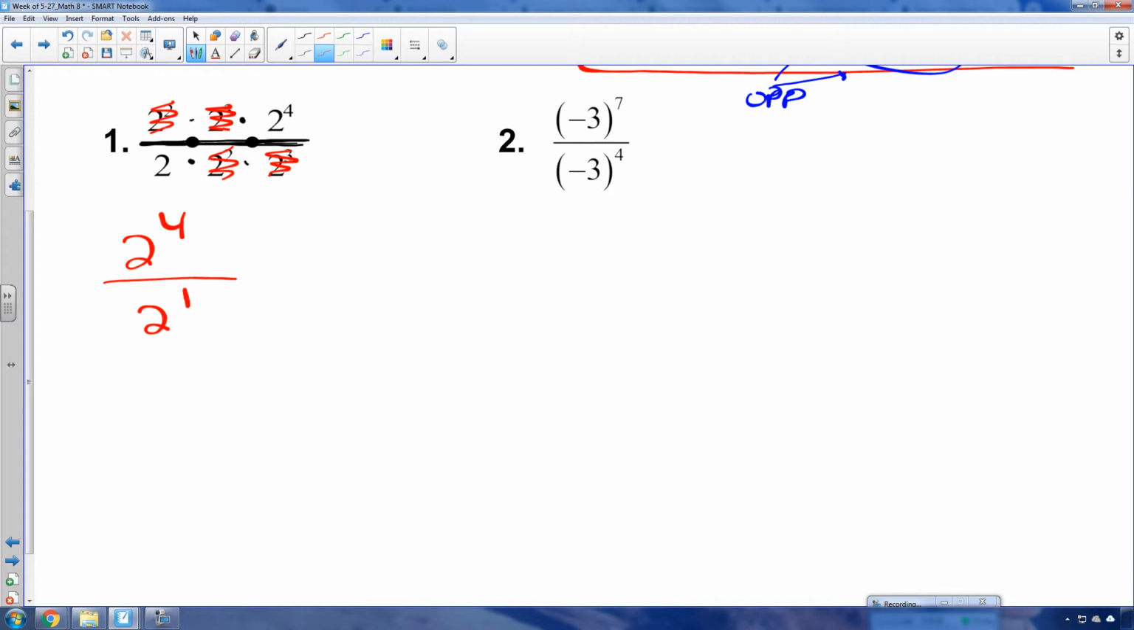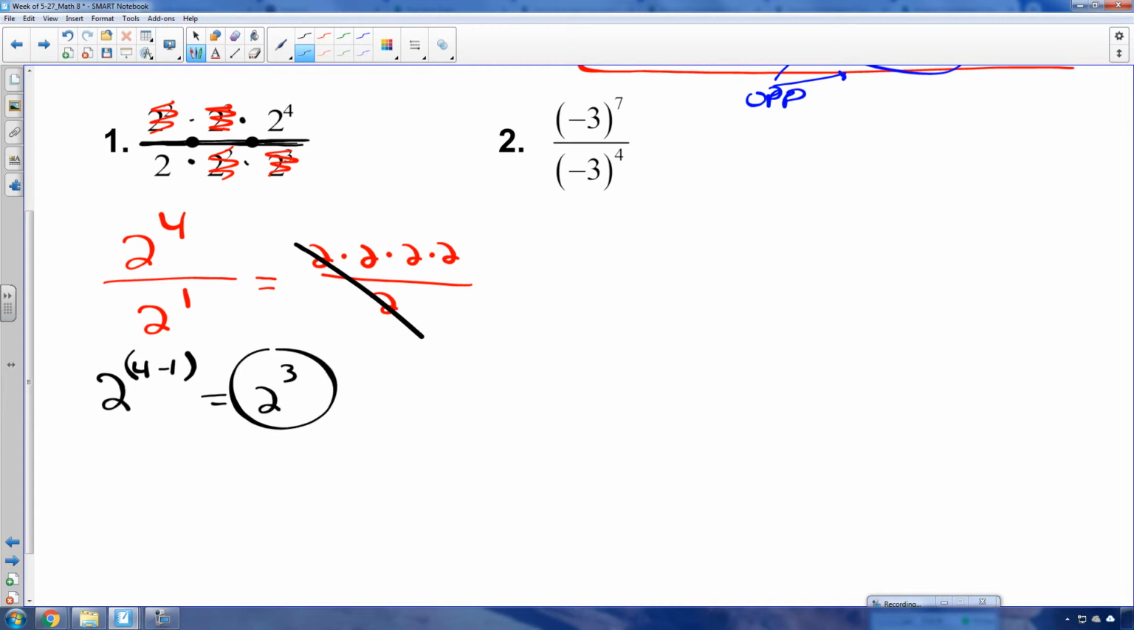So we just wrote this down. We keep the base and we subtract the exponents. So what do you think the answer is going to be? 2 to the third power. Now, another way we could do that is we could write out 2 to the fourth, which is four 2's, write out 2 to the first, and again cancel one of them out. We can also just say 2 to the 4 minus 1. If we just subtract them, that's 2 to the third. Isn't this also 2 to the third? So you can get the answer in multiple ways.